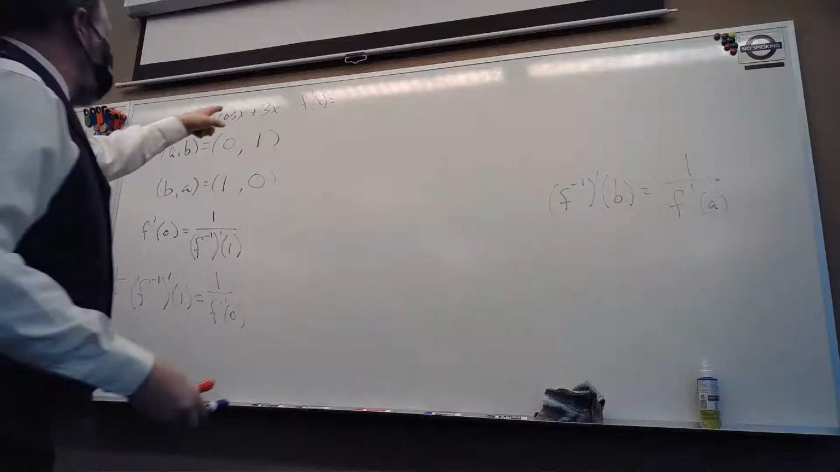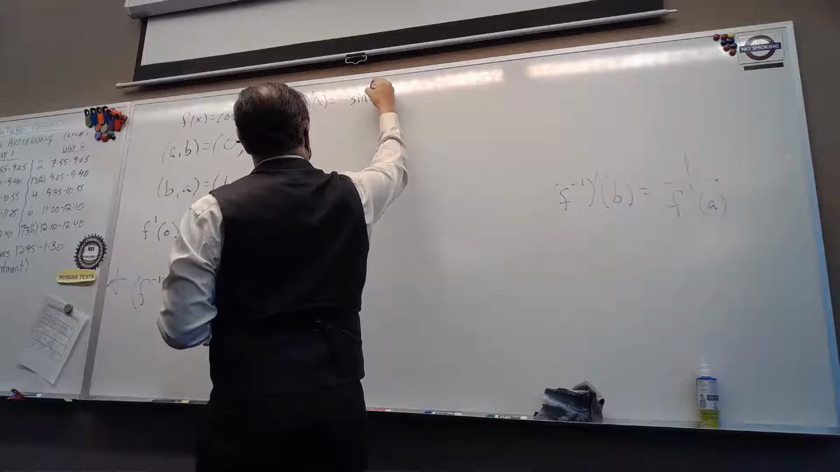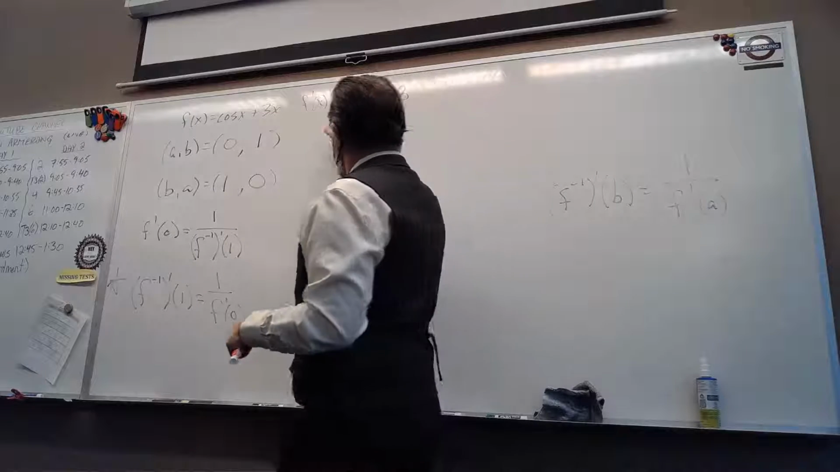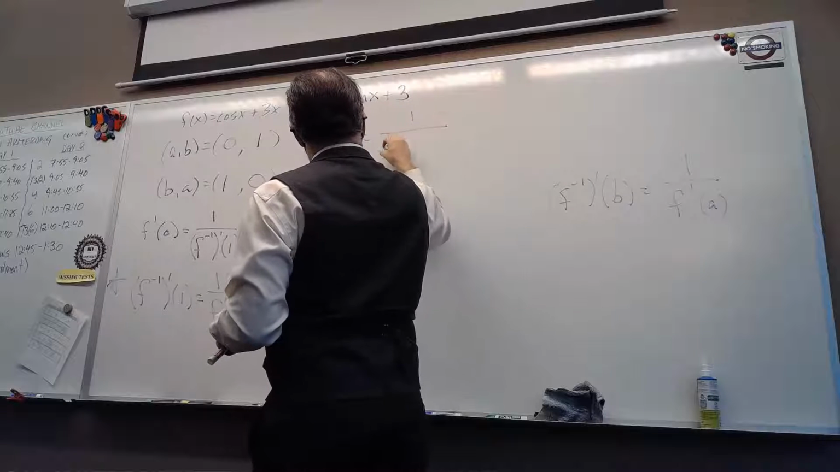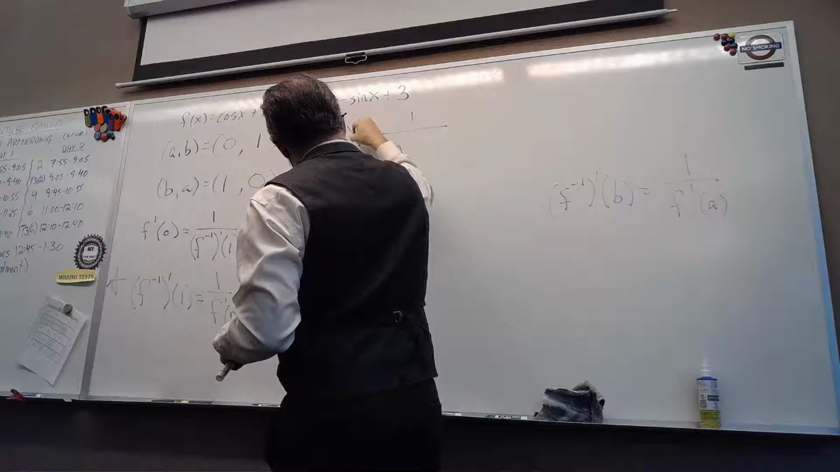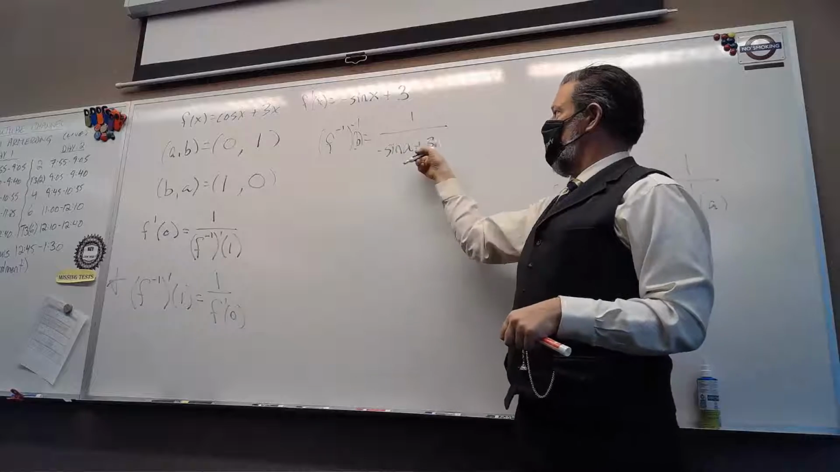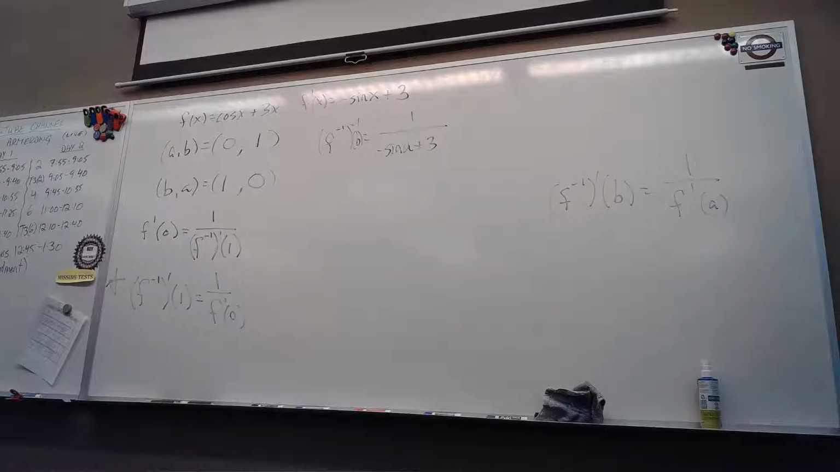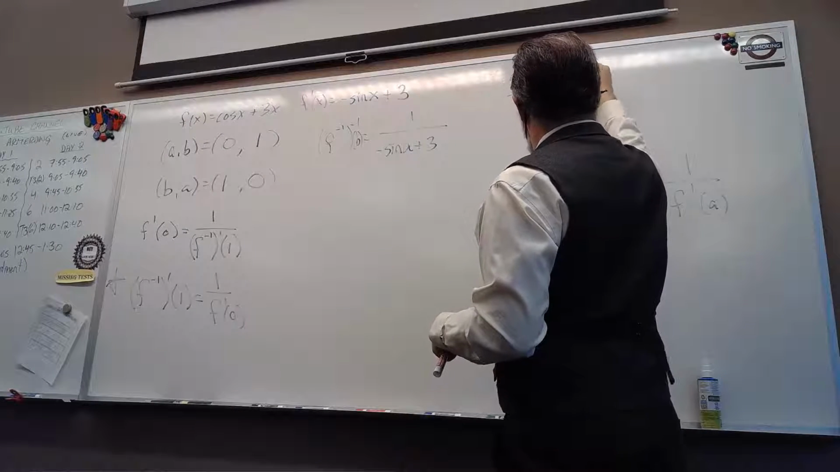But, so what's the derivative of cosine? Negative sine. What's the derivative of 3x? 3. So the derivative of the inverse is 1 over negative sine, let's say at b, a plus 3. Does that ever equal 0? So that would be equal to 0 when negative sine a plus 3 is equal to 0, agreed?